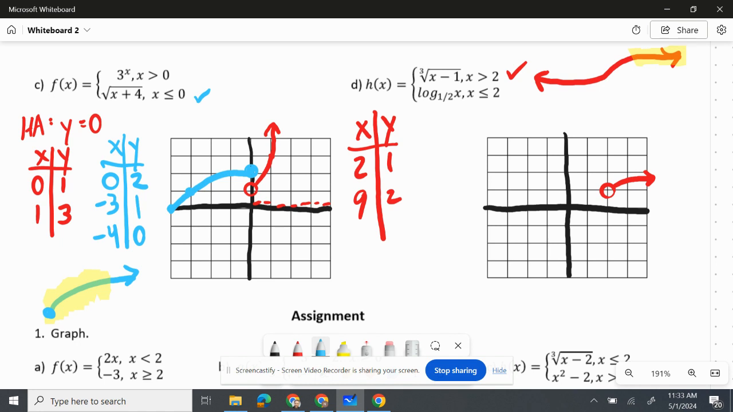Then what we have is a log. And when we're looking at our log, this is a 1/2, so it's kind of an inverse log. It's going to look more like this, and it's going to have our vertical asymptote. Our vertical asymptote is at 0. It's actually in the domain, so it's important to put the vertical asymptote.